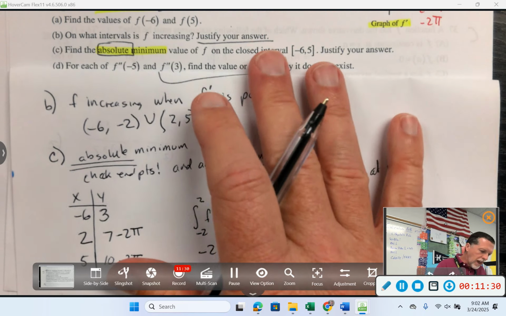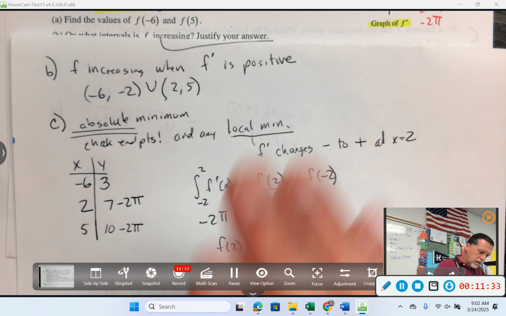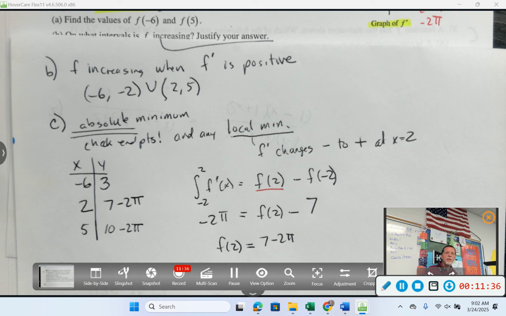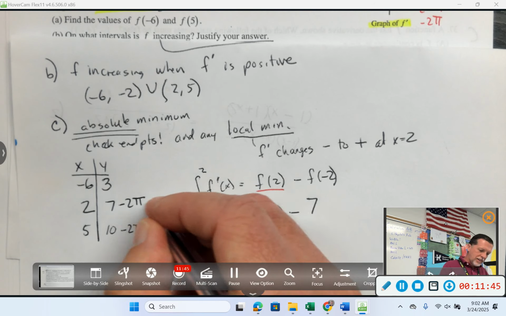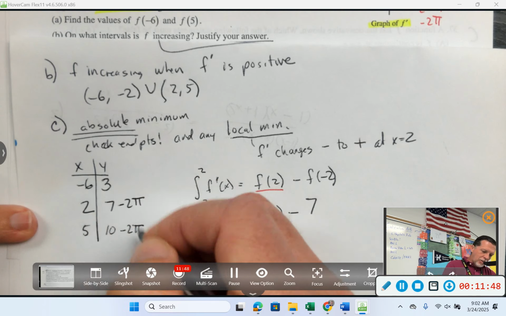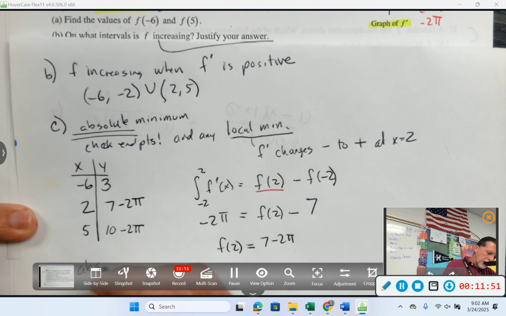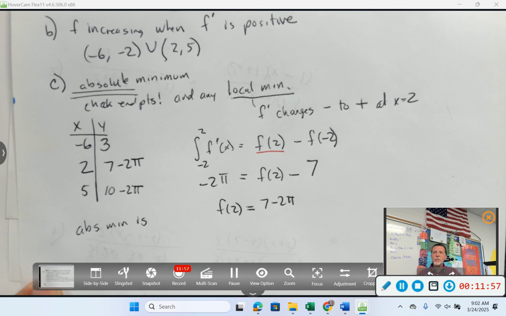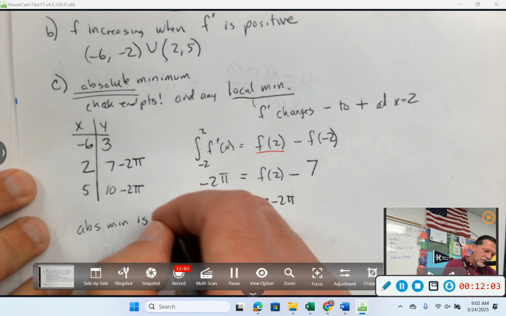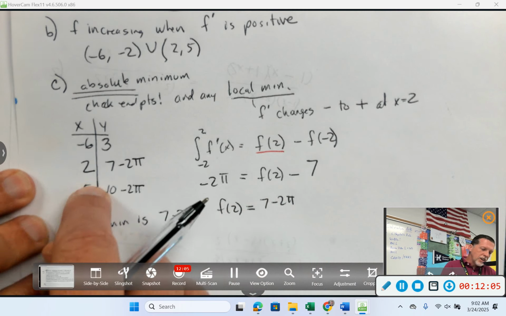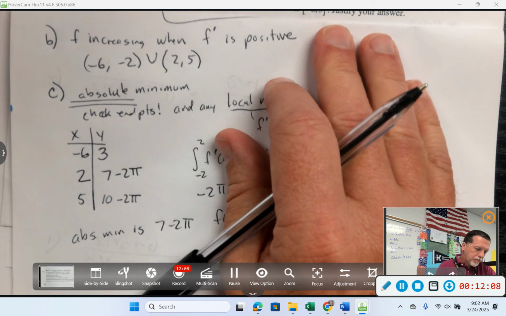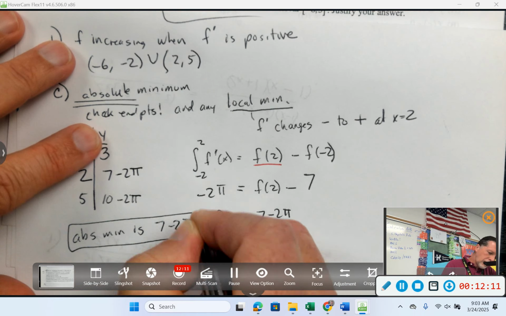Okay, and I'm looking for the absolute minimum value. So which one of those is the smallest value? I don't have a calculator, but they made them different enough. Yeah, 7 minus 2 pi is 1-ish. That one's 3, that one's 4. So the absolute minimum is, now am I going to report the x value or the y value? Which one's the minimum? The y value. So the absolute minimum is 7 minus 2 pi. It occurs at x equals 2, but it didn't even ask me for that.